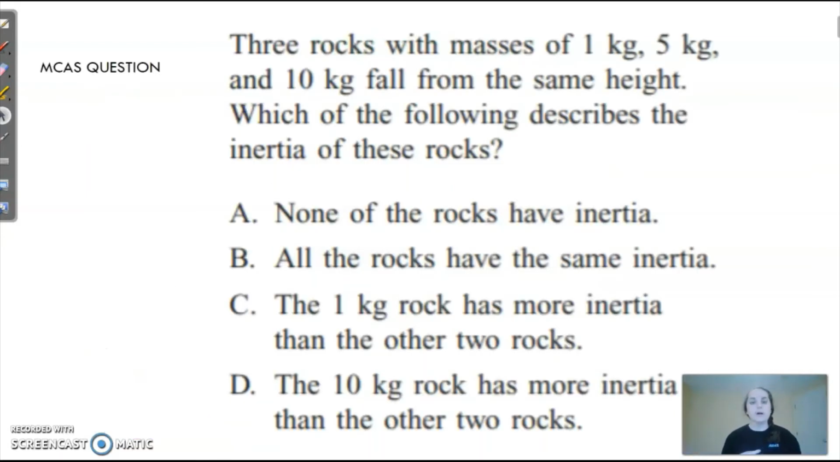Three rocks with masses of 1 kilogram, 5 kilograms, and 10 kilograms fall from the same height. Which of the following describes the inertia of these rocks? Go ahead and take your best guess. Okay, your answer should be D. With more mass, you have more resistance to your change in motion. So D should be the correct answer there.